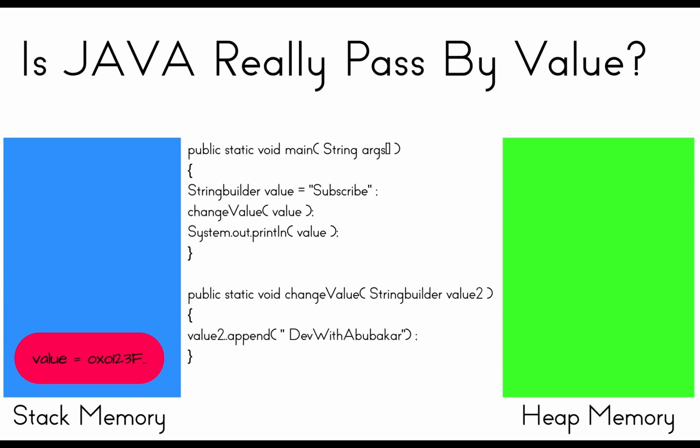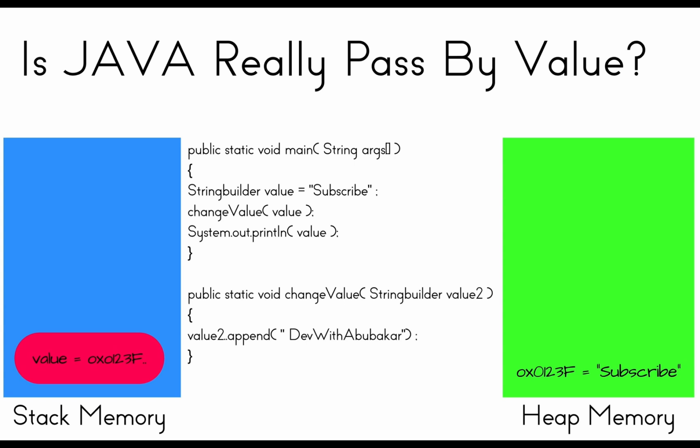But this time, inside the stack, we don't have the exact string. Instead, we have the address of heap memory, and the actual value is stored in the heap memory. This is because in Java, objects and non-primitive values are stored inside the heap memory, and the address of that value is inside the stack against the variable name.